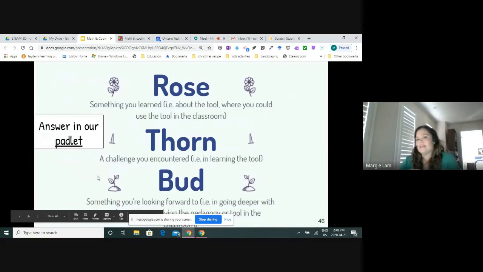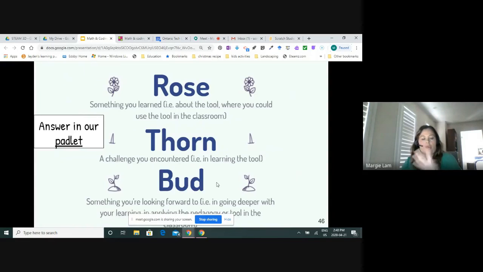So the last part of the session is the rose, the thorn, and the bud. Again, all of this material, all these slides, are available to you, so you can look over them more in depth. And to end the session, if you want to mention a rose, a thorn, or a bud, you can mention that in this Padlet here. It is the same Padlet, so I'm going to post that into the chat box.